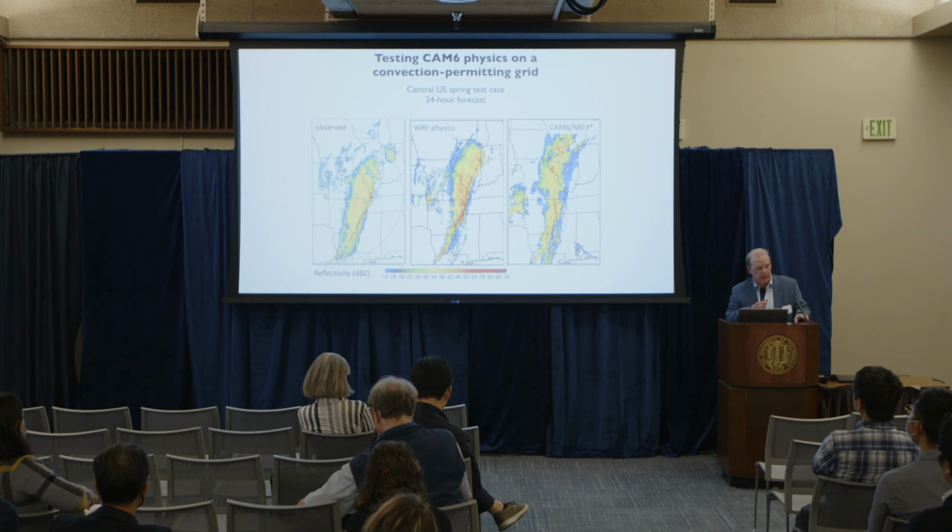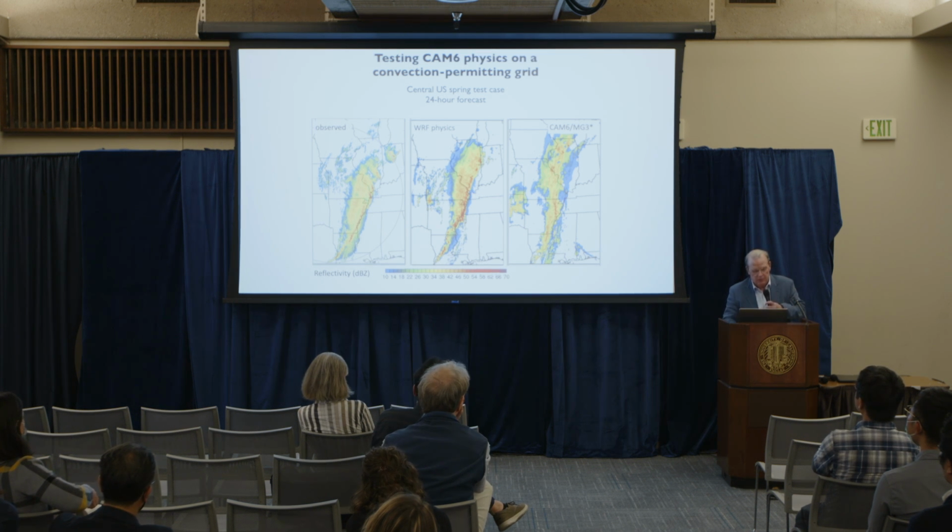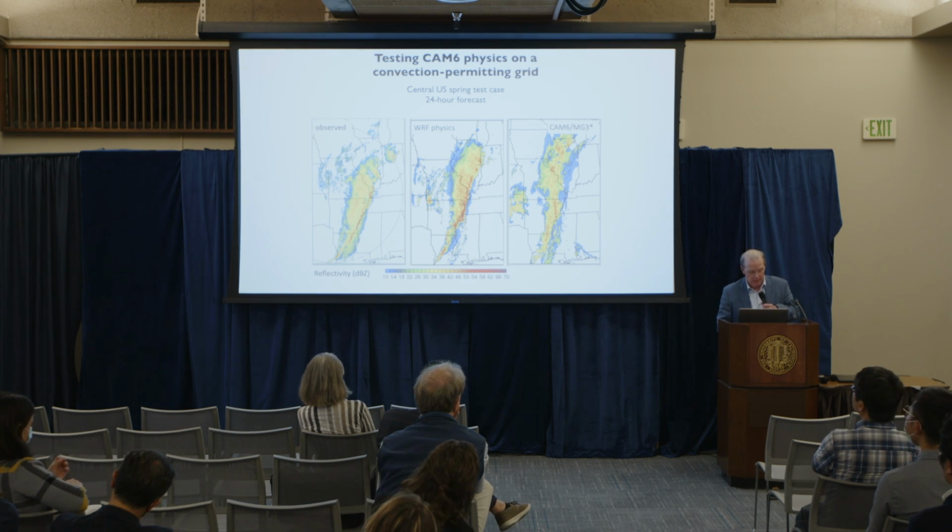We are currently running the coupled model with a 30 kilometer mesh, and I'll show you that here in just a second. These are some results from the atmosphere model, simulated on an observed case. This is a forecast from observed initial conditions. Here are the observations from radar data. This is a calculated radar reflectivity from a version of the model that used WRF physics. And this is the same kind of thing from a version of the model that's using CAM6 physics, which is what's in CAM6.